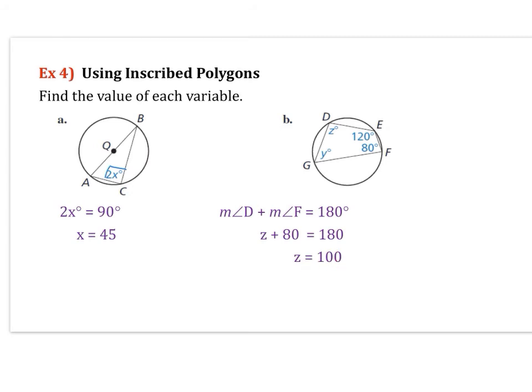We can set up our other equation with our remaining opposite angles, E and G, that must add up to be 180. Substitute 120 for E and Y for the measure of angle G. So 120 plus Y equals 180. Subtract 120 from both sides, so Y equals 60.